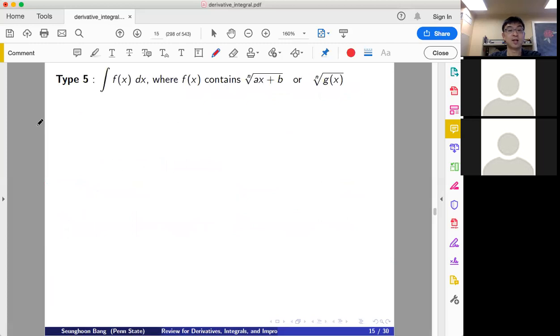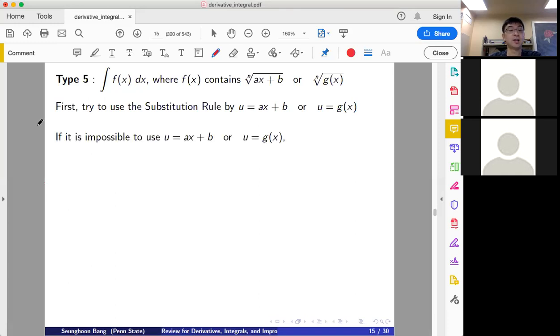Type 5. Integral f of x dx where f of x contains the nth root of ax plus b or nth root of g of x. How can you solve this problem? First, try to use substitution rule by u equals inner function ax plus b or u equals g of x. If it is impossible to use this one, you can change the u substitution: u is the whole thing, nth root of ax plus b or u equals nth root of g of x.